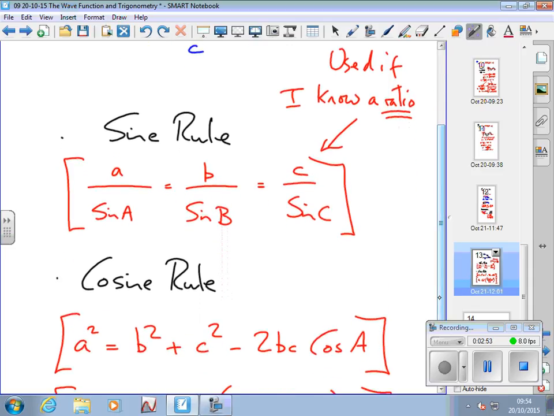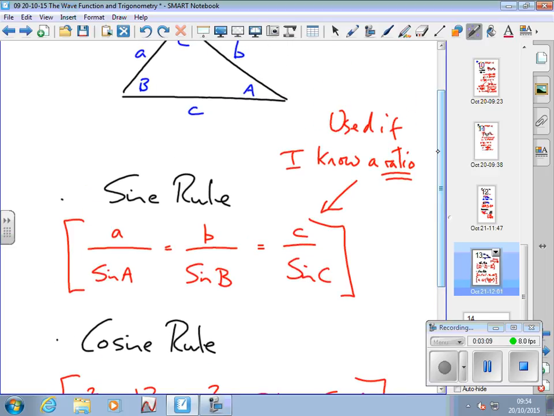The cosine rule is used in other situations. It's a bit more awkward to use. So if I know a ratio, I'll always fall back on the sine rule. But if I have examples where, for example, I know all the sides, a, b, and c, but I know none of the angles, by definition I don't know a ratio. So I can use the cosine rule to actually find out a missing angle.